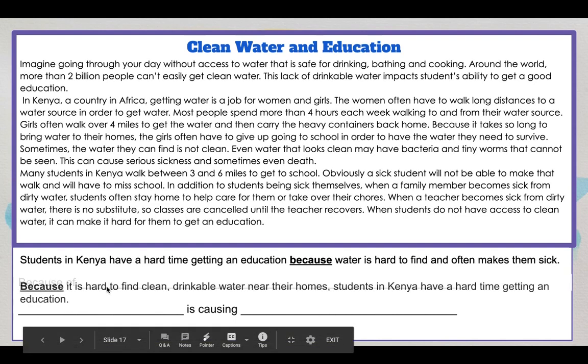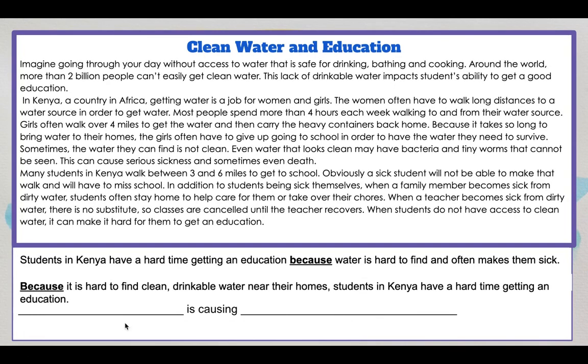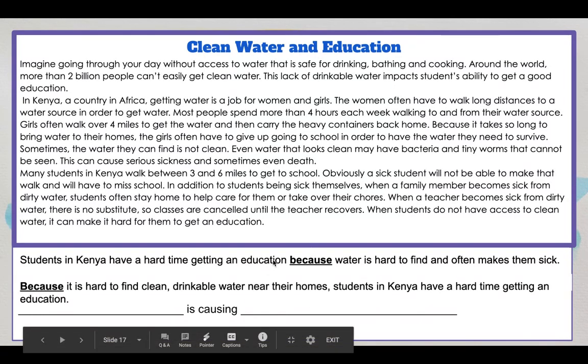Because it's hard to find clean, drinkable water near their homes, students in Kenya have a hard time getting an education. So notice how this is really similar to this first one. I just put it in different order. I gave the cause first and then the effect in this one. This one I said effect and cause.